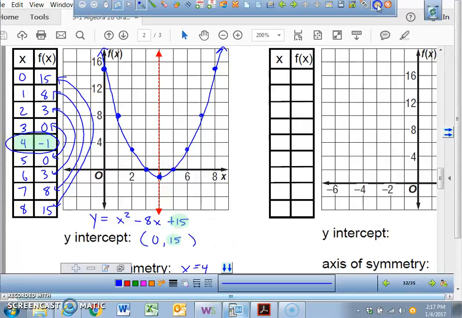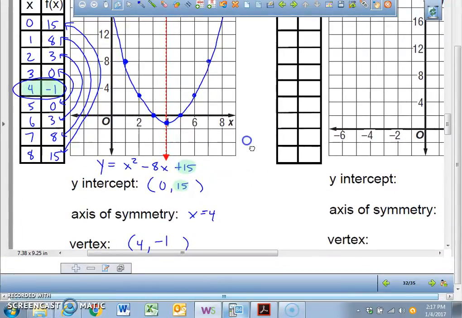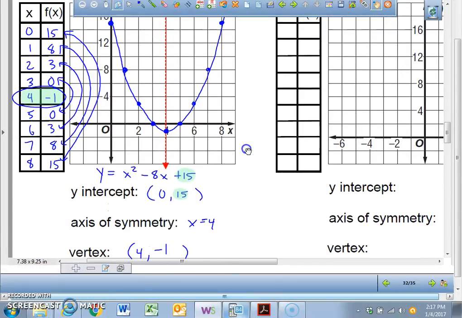This problem is now totally done. Tomorrow we'll do other ways, more by hand and less by the graphing calculator. But this right here is a good way to solve for your y-intercept, your axis of symmetry, and your vertex.